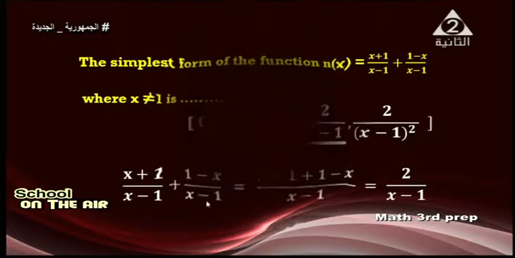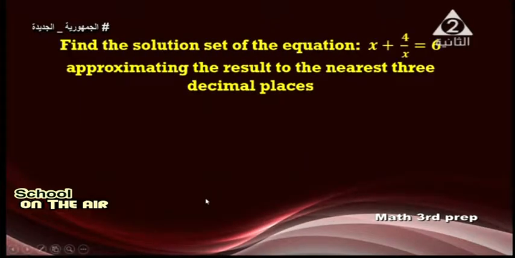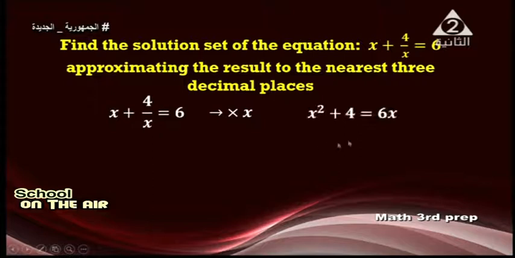Another example: find the solution set of the equation x plus 4 over x equals 6, approximating the result to the nearest 3 decimal places. First, it must be written in the simplest form. I have x plus 4 over x equals 6. We must multiply by x so there is no denominator, and make it a zero equation. It becomes x squared minus 6x plus 4 equals 0. We go straight to the general formula.